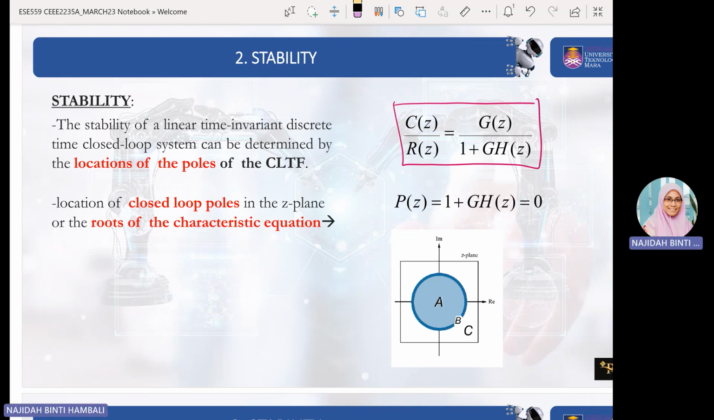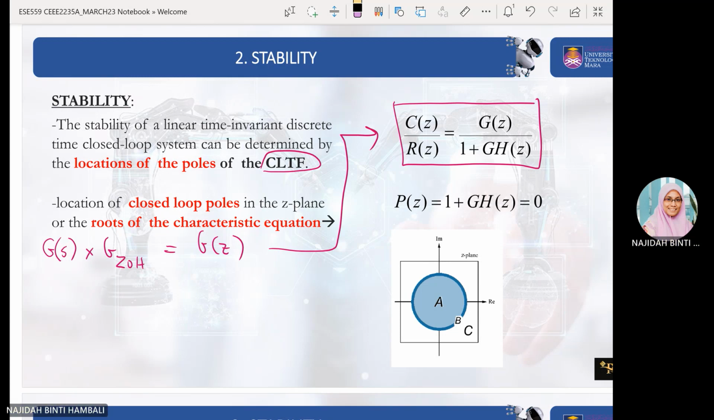First you need to determine your closed loop transfer function. Soalan 4D, selalunya you diberi G(s) and then you kena darab dengan zero order hold function. Nanti you kira-kira you akan dapat G(z). From G(z) ni, you tak boleh determine lagi stability. You need to determine your closed loop transfer function first. Inilah challenge utama, calculation ni. It's a long maths calculation.